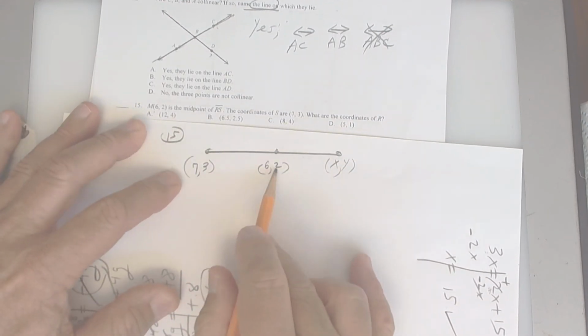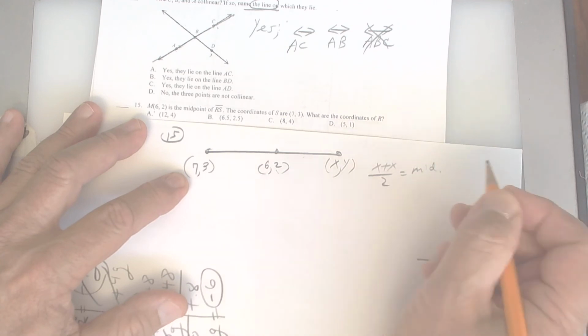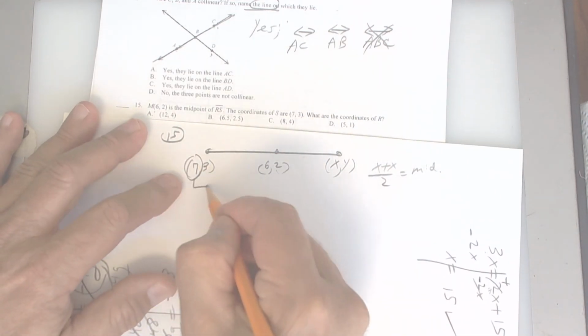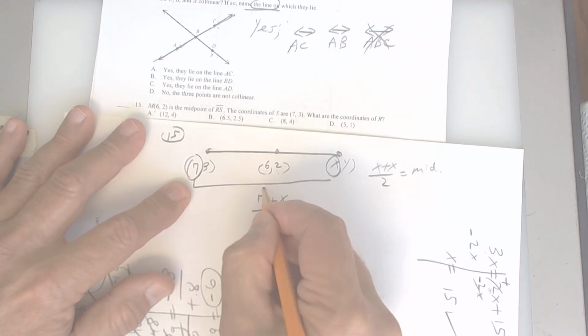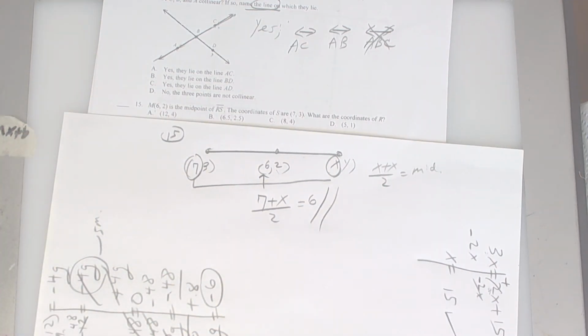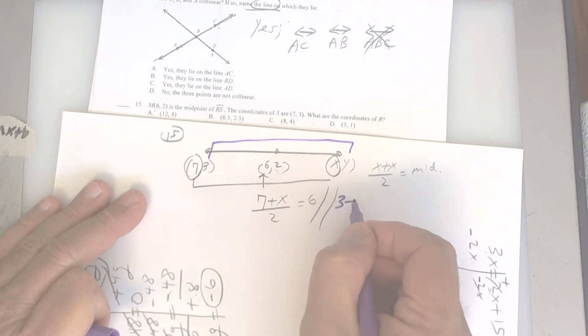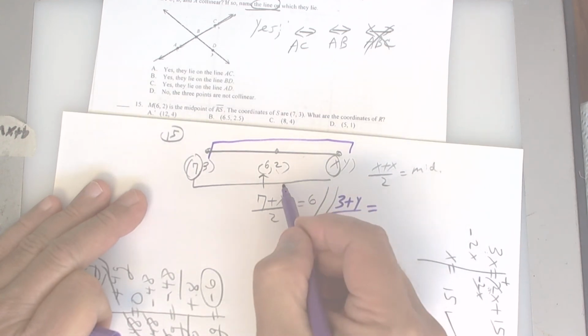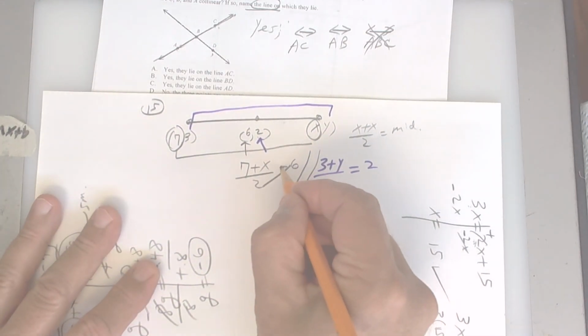The formula for midpoint is x plus x divided by 2 equals the midpoint. So here's my x plus x. So it's going to be 7 plus x divided by 2 equals my midpoint. And then I'm going to do the same thing for the y's. Y plus y. So 3 plus y divided by 2 equals my y midpoint, which is 2. All right, so the first step is to set it up.